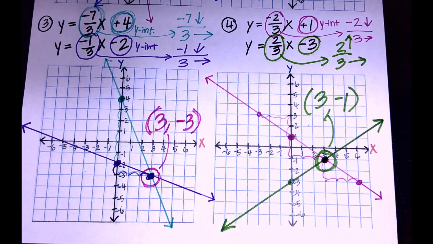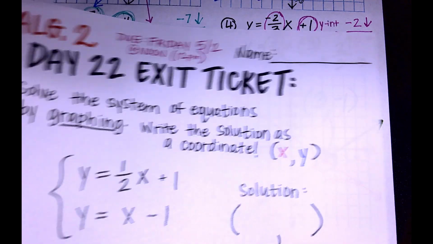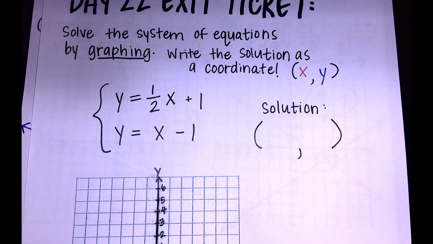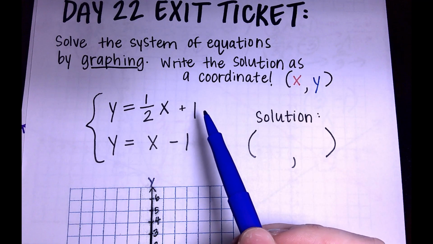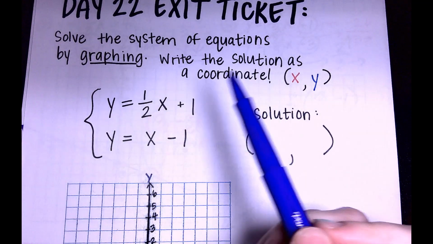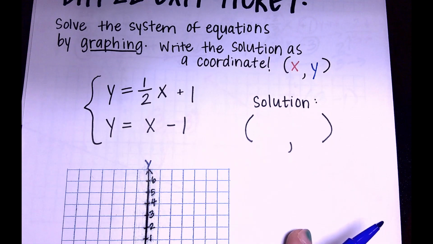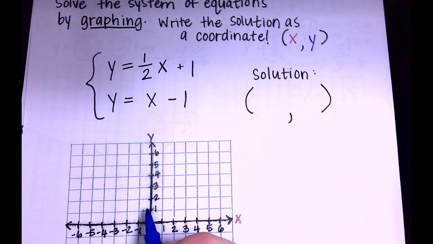Right. So let me see. Let me pull up yesterday's exit ticket. It definitely can be. So this was yesterday's exit ticket. Let's just look at it for a minute. I'm not going to find your answer for you, but let's just talk about some things on it. Okay, so let's run through it. We have y equals 1/2 x plus 1. So where would I start for this line? At 1. Okay, so we'd start here.